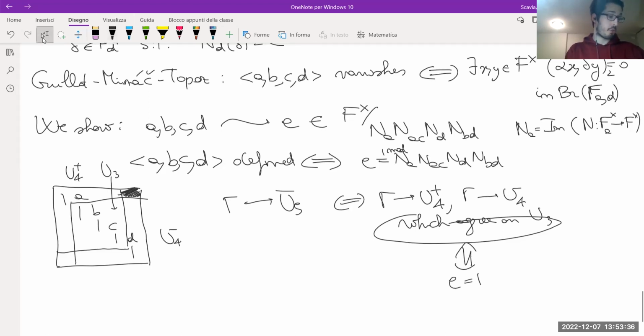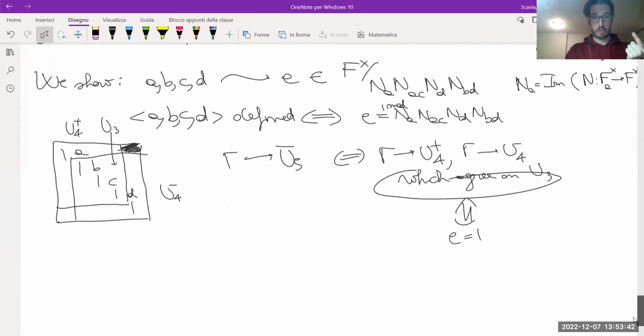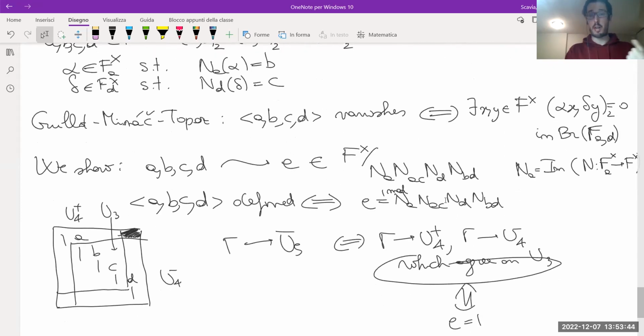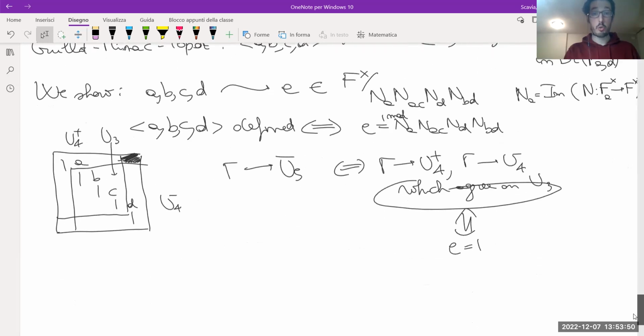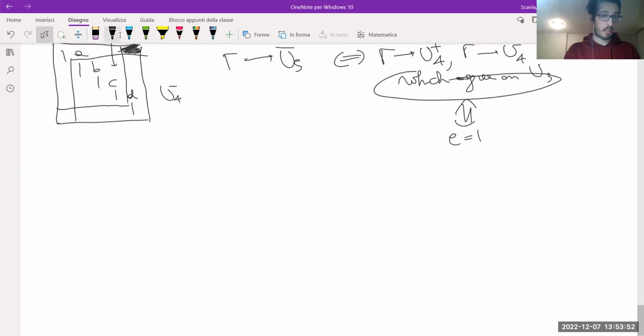So now we have a condition for vanishing that's given by Guillaume, Minac, and Topaz. We have a condition for defined. So they're both algebraic conditions. One would like to see that they are equivalent, but we can only do it when A is equal to D.